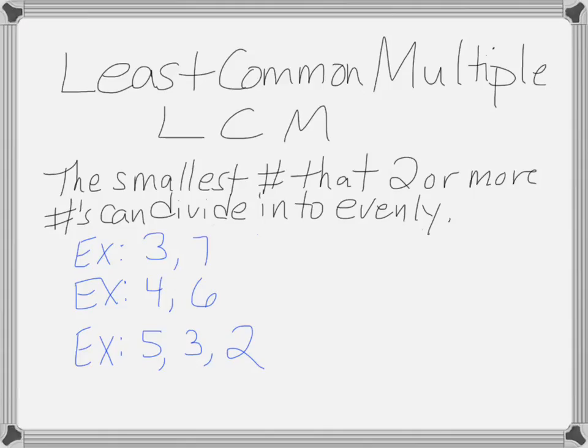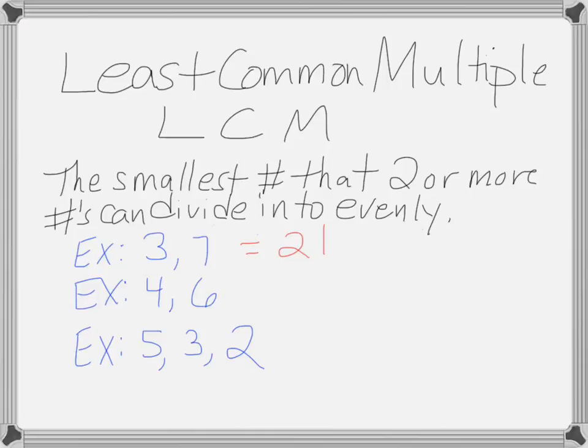The least common multiple, which we abbreviate LCM, is the smallest number that two or more numbers can divide into evenly. For example, if we have 3 and 7, the smallest number we can think of that both 3 and 7 divide into is 21. 3 divides evenly into 21, 7 divides evenly into 21, and 21 is the smallest number like that both 3 and 7 divide into.